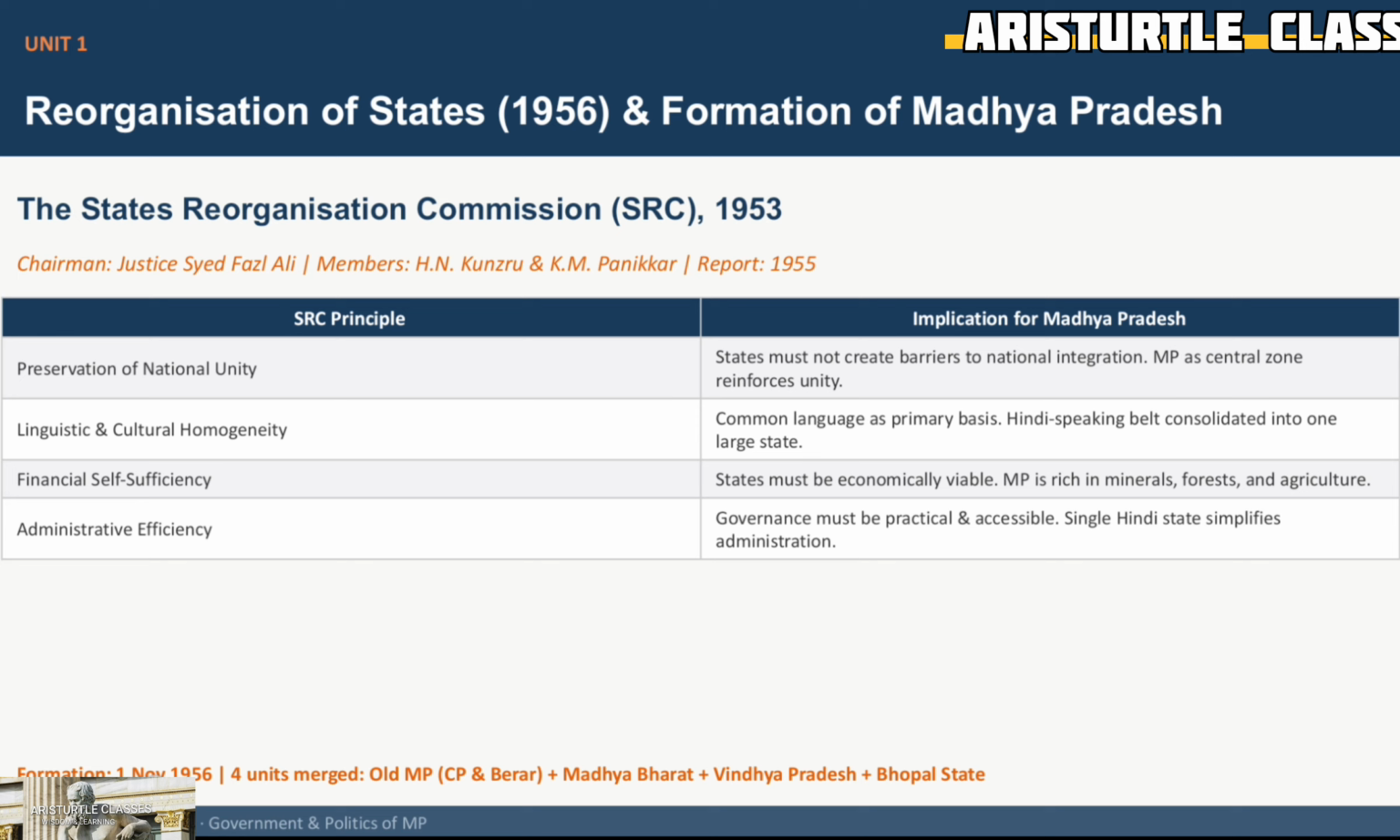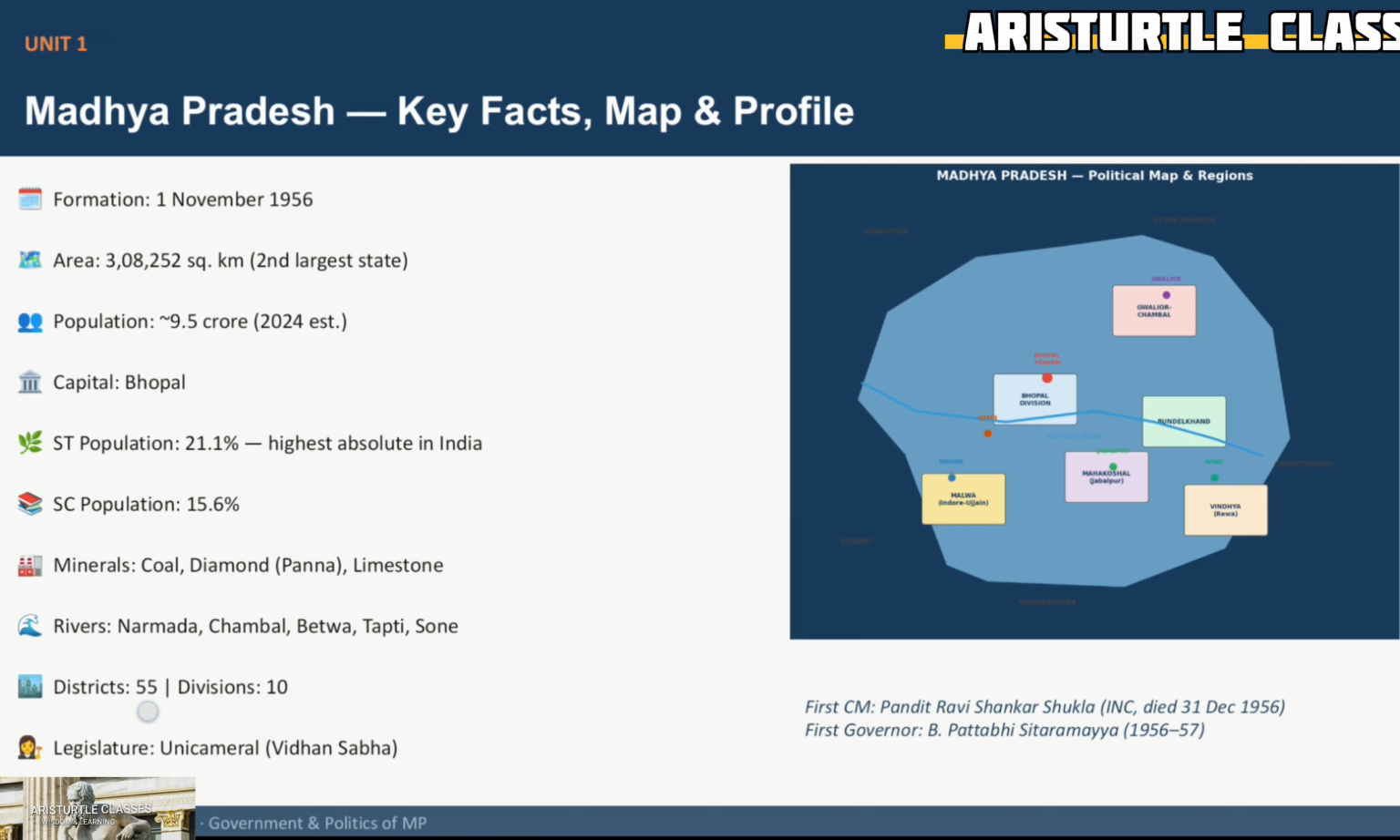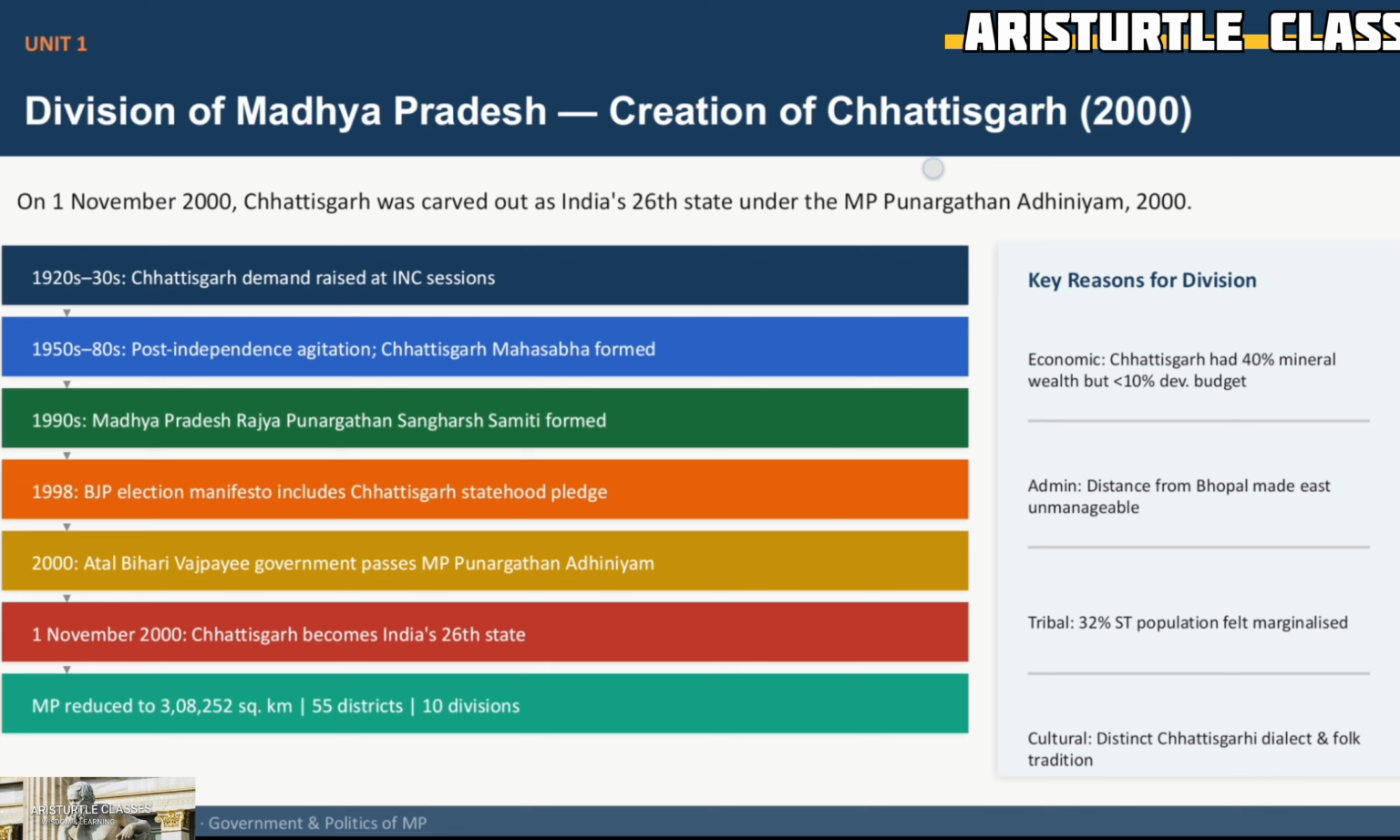So what happened on 1st November 1956? Four different regions, CP and Berar, Madhya Bharat, Vindhya Pradesh, and Bhopal, consolidated into one bigger state, which was known as Madhya Pradesh. These are some facts about Madhya Pradesh. The important fact about Madhya Pradesh right now is MP has 55 districts. And one more thing, the MP constituted in 1956 was further divided into two states. One is MP, and the second was Chhattisgarh in 2000, on 1st November 2000.